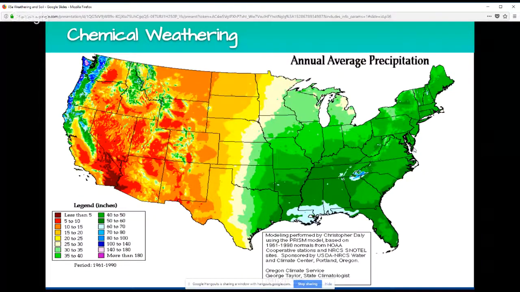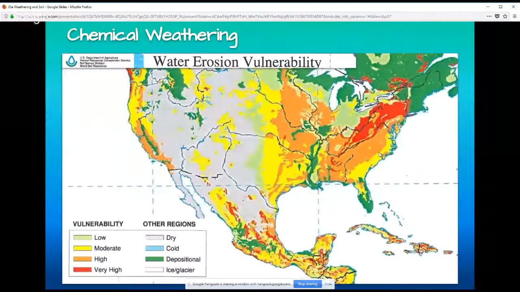Here is the average annual precipitation in the continental United States. As you can see, there's a dramatic change from the East Coast to the West Coast, where the Pacific Northwest gets a considerable amount of precipitation, as does the area east of the 100th meridian, where you don't really need irrigation to water your crops. In these areas where you get large amounts of precipitation, that is also where you get large amounts of chemical weathering, as depicted in this water erosion vulnerability map released by the U.S. Department of Agriculture.